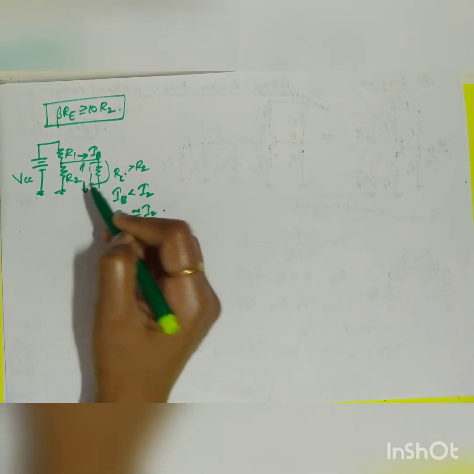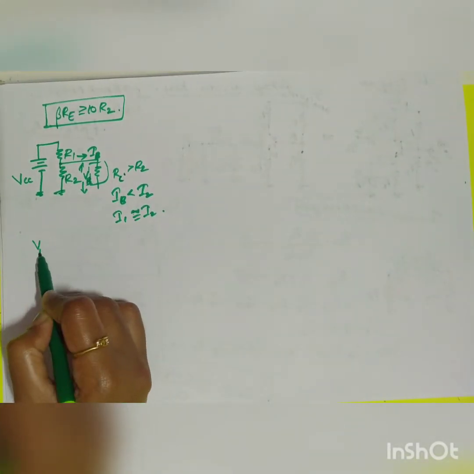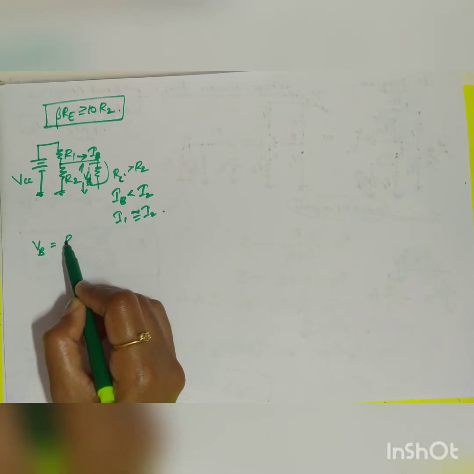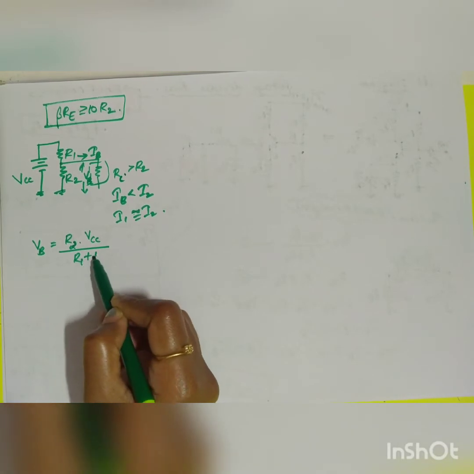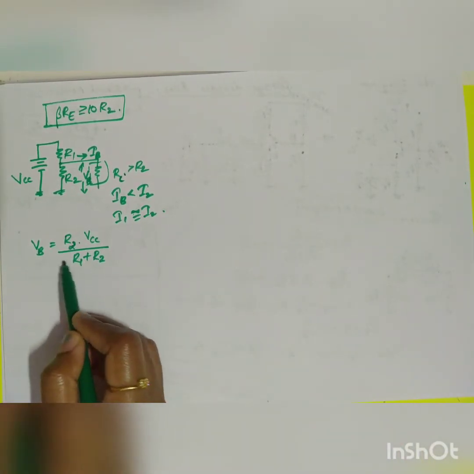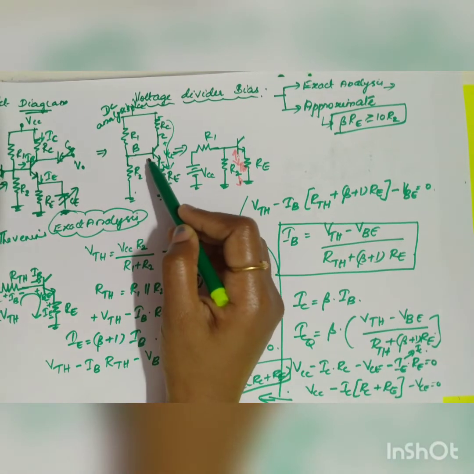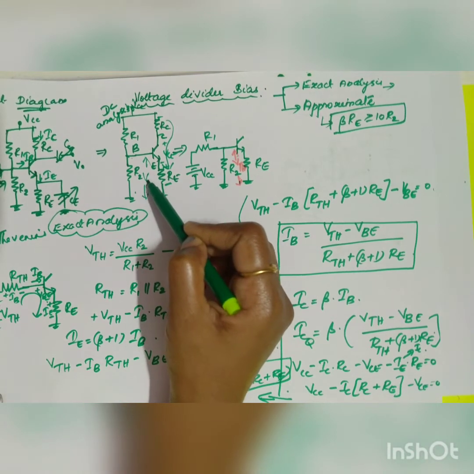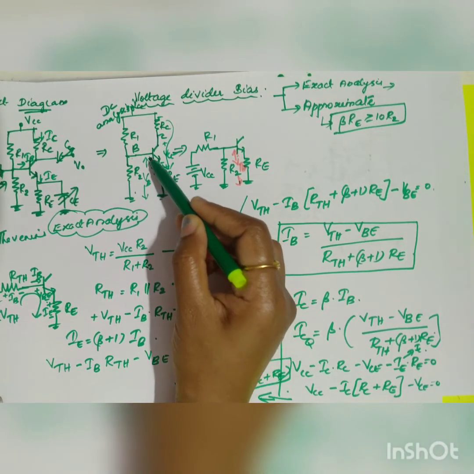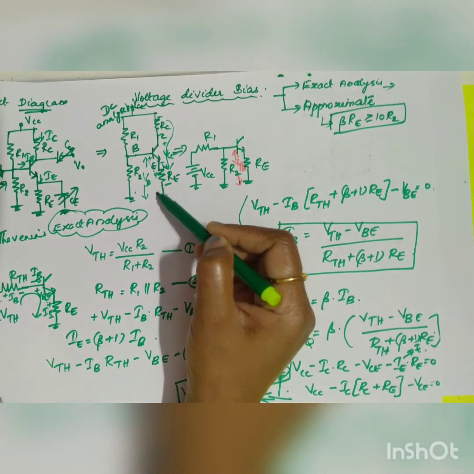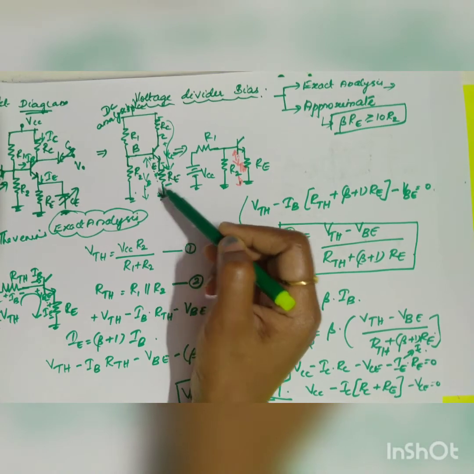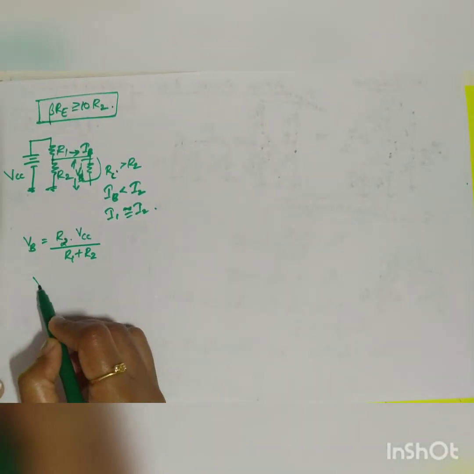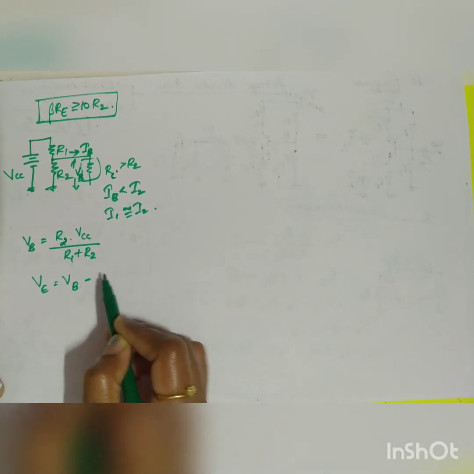So what will be your voltage across your base, VB? VB will be equal to, applying the voltage division rule, R2 into VCC divided by the total of the resistors, R1 plus R2. This is going to be the first equation, VB. If I take this circuit, you know that this is equal to VB. Now the junction voltage is VBE and here it is IERE. So if you know VB and VBE, can you calculate VE? VE will be equal to VB minus VBE.